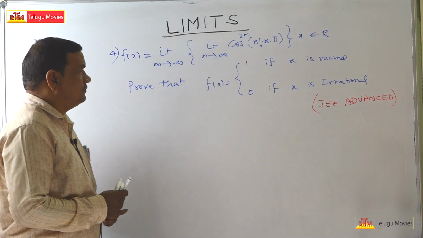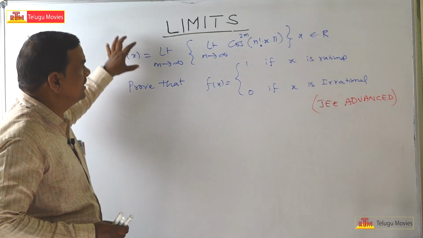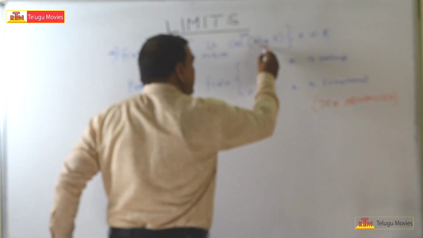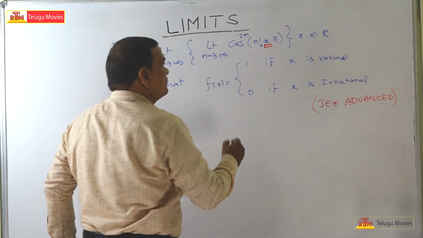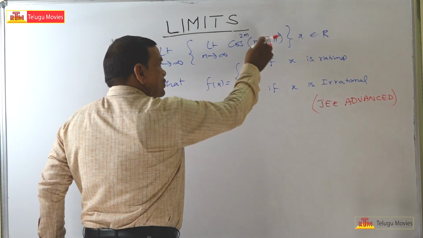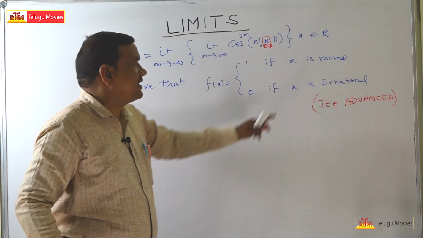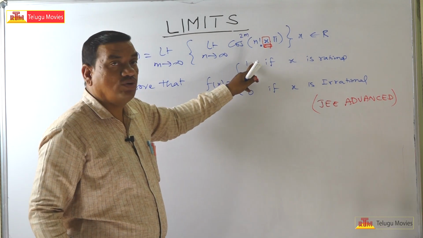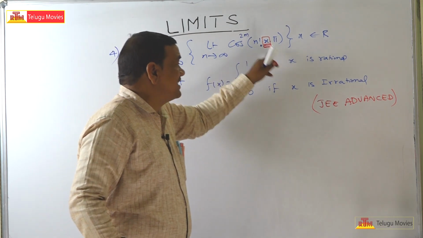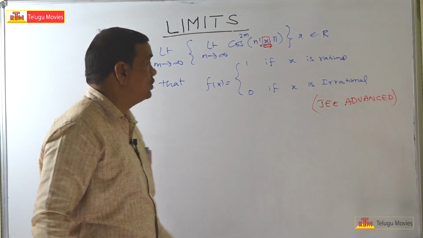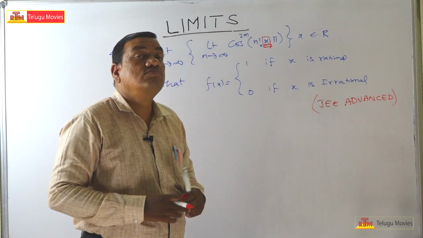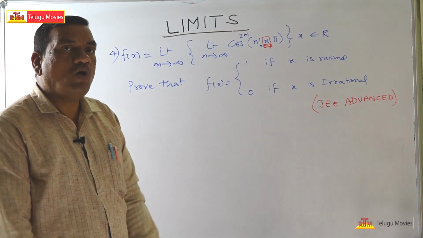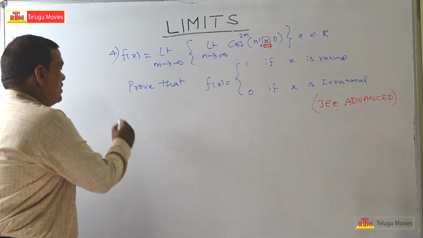Right, observe here, this is your x. So if your x value is rational, then the total function value approaches 1. If your x value is irrational, then the total function value will become 0. It will not equal 0, of course, it approaches 0. Then how to solve this problem? Okay, right. Let us see the solution.